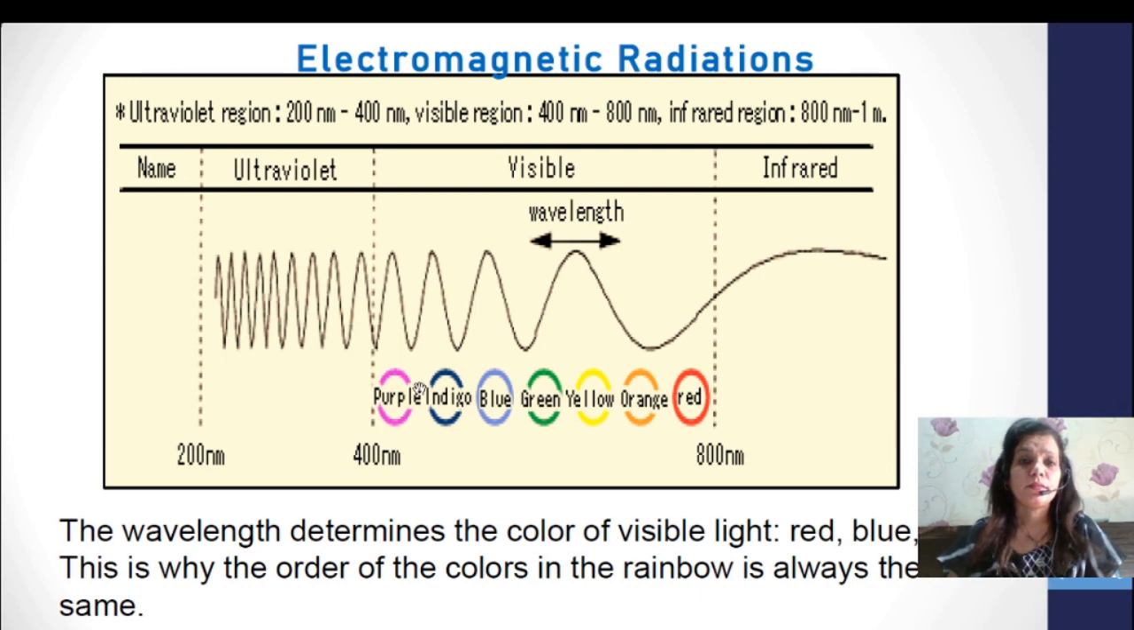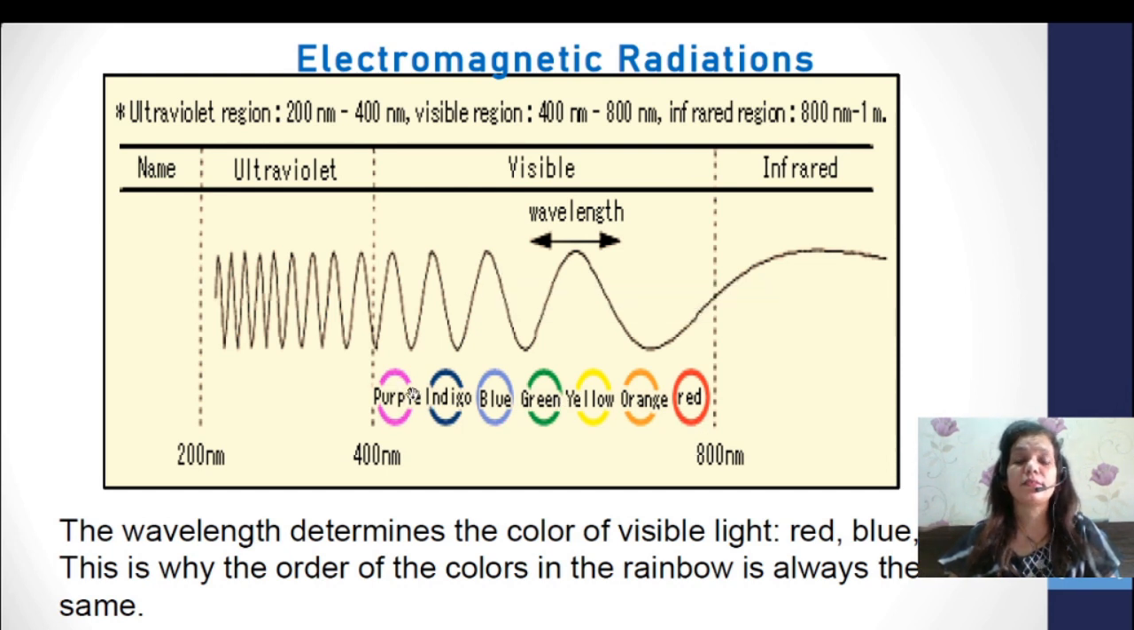If we see in detail the ultraviolet and visible region, the ultraviolet region ranges from 200 to 400 and the visible region from 400 to 800 nanometer. In the visible region, our naked eye sees different colors. So that is our visible region, 400 to 800 nanometer. The wavelength determines the color in the visible light. That's why we can see different colors.